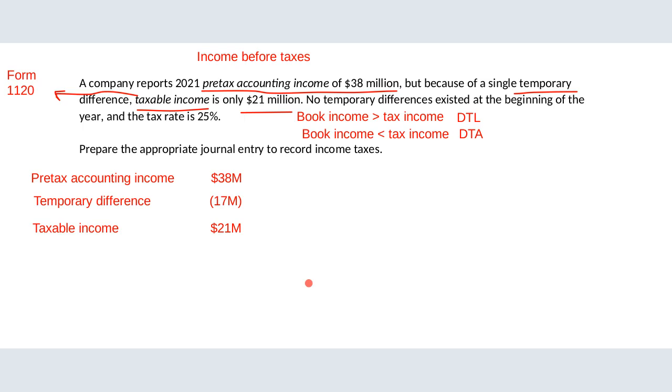So if I take 21 million times 21%, that's 5... wait, too many zeros. 21 million multiplied by 25% is 5.25 million, right? So this is going to be my income tax payable.